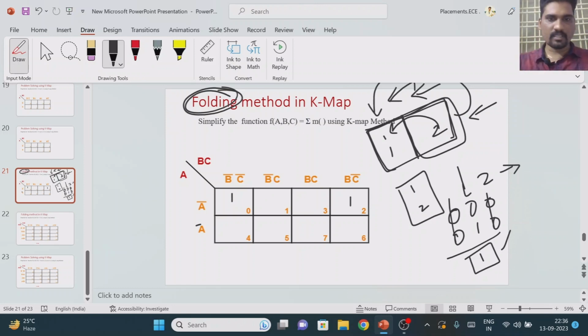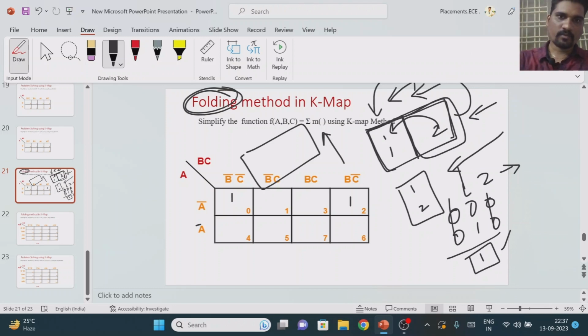Then another way is something like this. Some consider the same paper. Here some visualization is required, guys. So next, one more: we can fold from the bottom to top, right? In the previous way we folded from right to left, right? So from this we can fold from bottom to top.